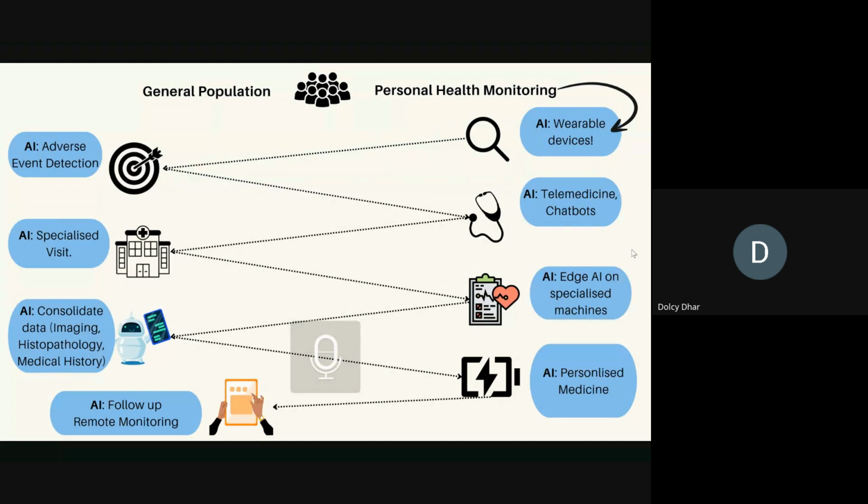Yeah, so AI can help us consolidate data, imaging, histopathology, fluid testing, so blood reports, urine analysis, and medical history. The time taken for us to physically or manually do all of this is extensive, but AI, if deployed on machines, can directly help us integrate them all together.